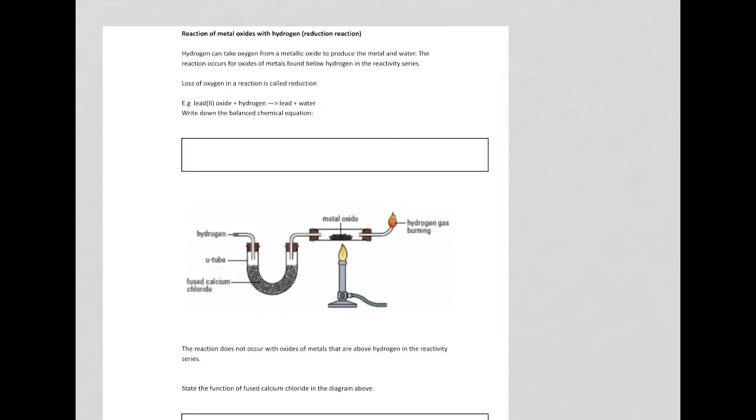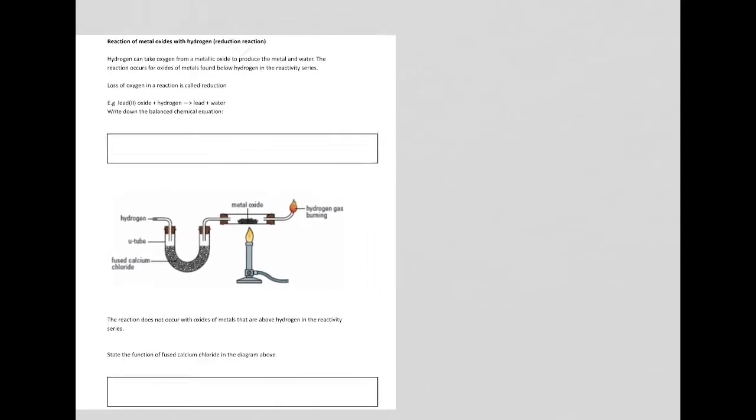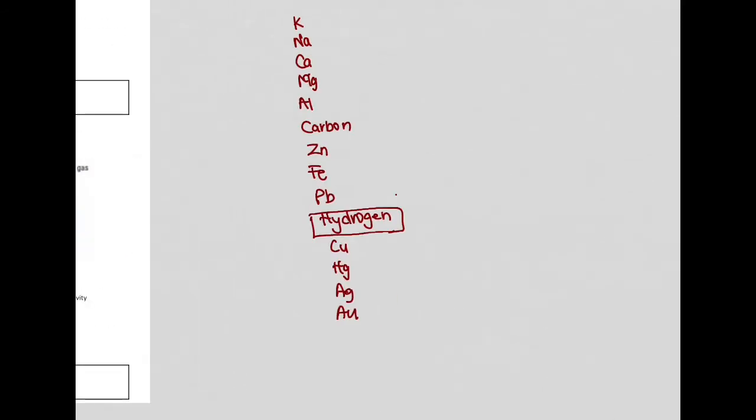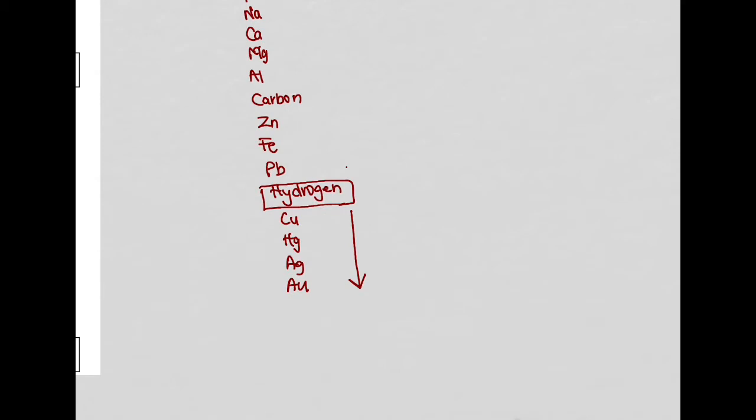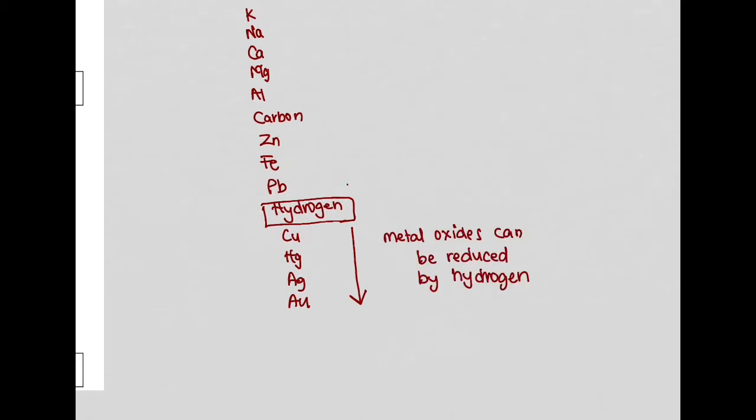Now the next reaction that we'll see is the reduction reaction, where hydrogen will react with metal oxides. When we look at the reactivity series, any metal which is found below hydrogen is considered to be less reactive than hydrogen, and hydrogen can reduce these metal oxides. So for example, hydrogen will be able to reduce copper oxide, mercury oxide, silver oxide, and gold oxide.